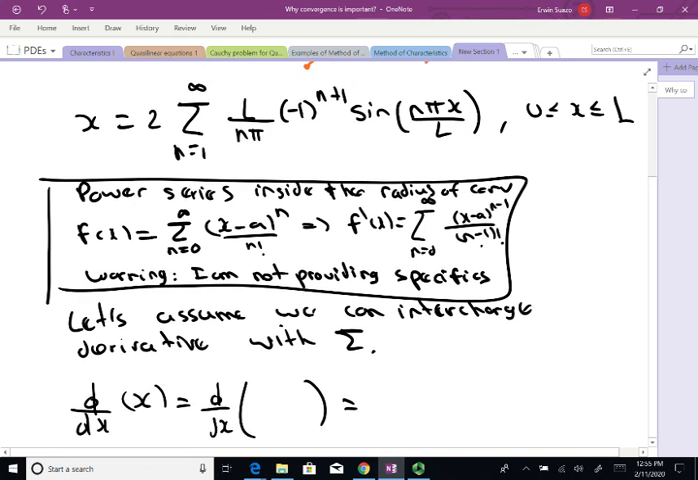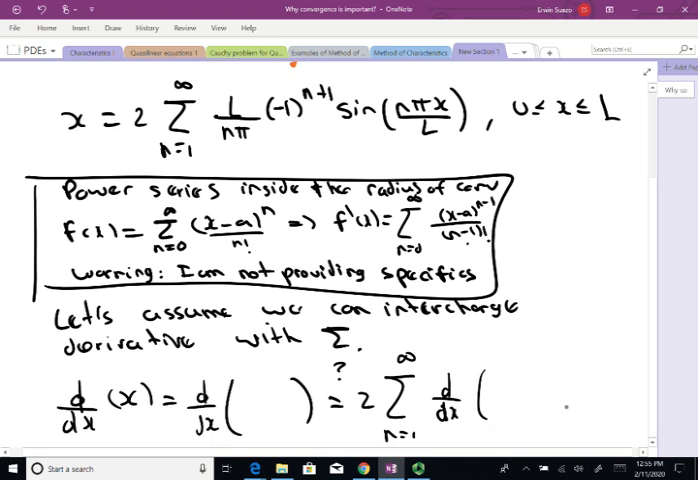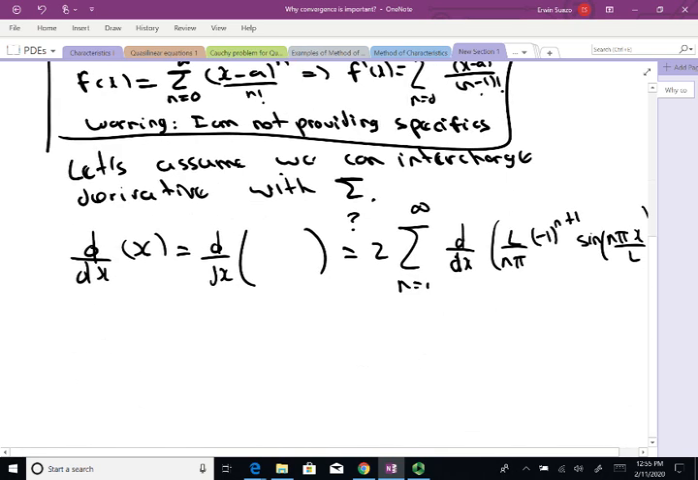and then finally I'm just gonna assume, and I don't know if this is true, but let's say that we think it's true. So 2 times the sum n equals 1 to infinity of the derivative with respect to x of the inside guy. So the inside guy is all this. So let's write it down. L over n pi times minus 1 to the n plus 1 times sine n pi x over L. Okay, so what is that derivative?